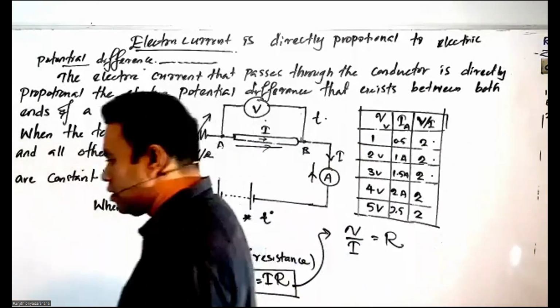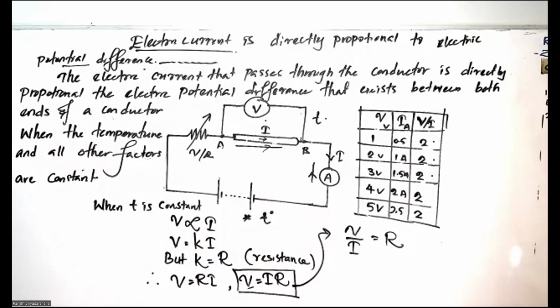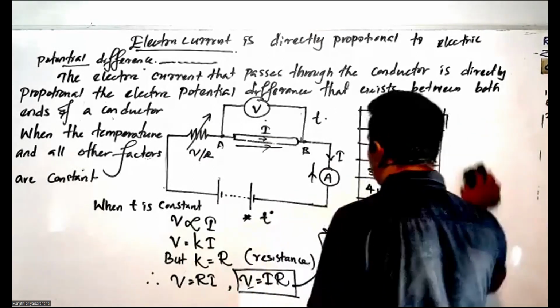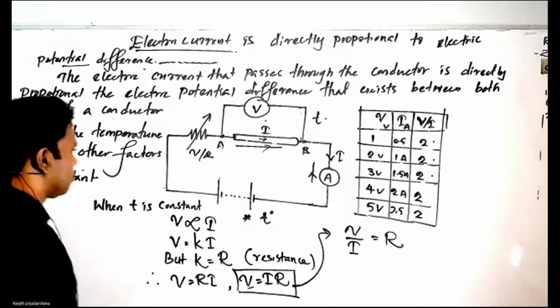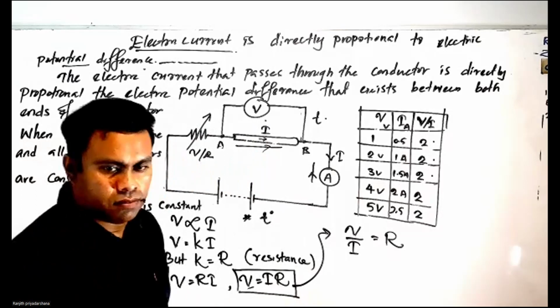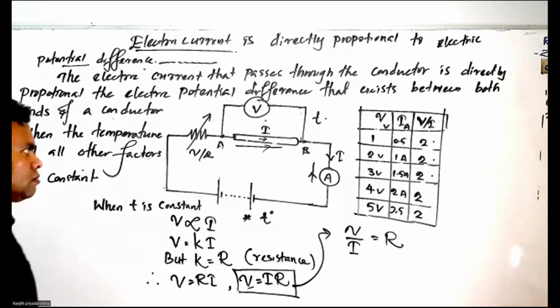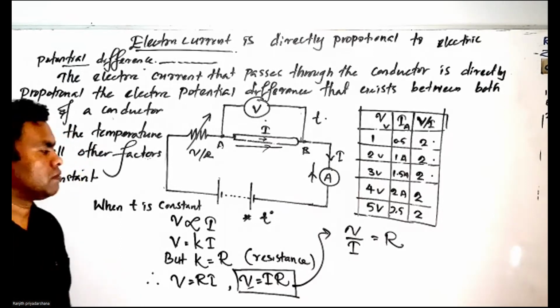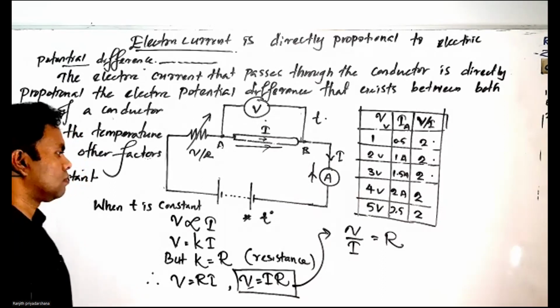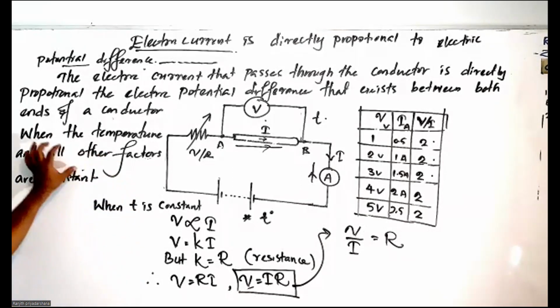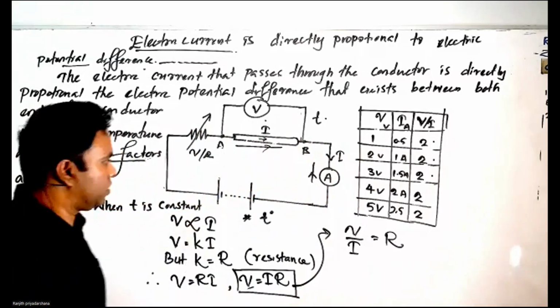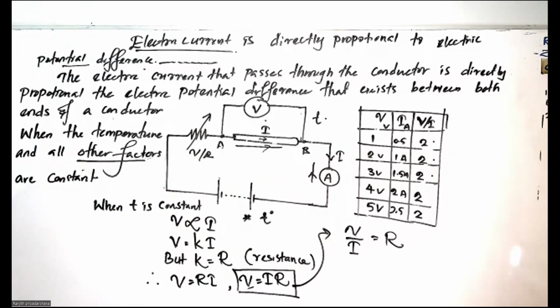Current flow decreases. Right. So this Ohm said when the temperature and other factors, okay, let's learn other factors affecting the resistance. Factors that affect the electric current or the resistance.